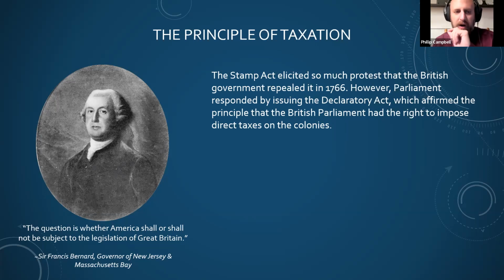But Parliament wanted to affirm its authority in general to tax, even though they said we're going to repeal this particular tax. They wanted to let the colonists know, hey, but if we decide to do something like this in the future, it's going to happen. And so they issued something called the Declaratory Act, which basically was a declaration affirming the principle that the British Parliament had the right to impose direct taxes on its colonies.